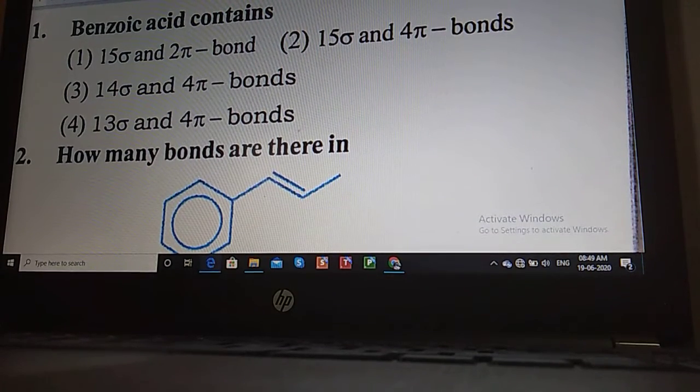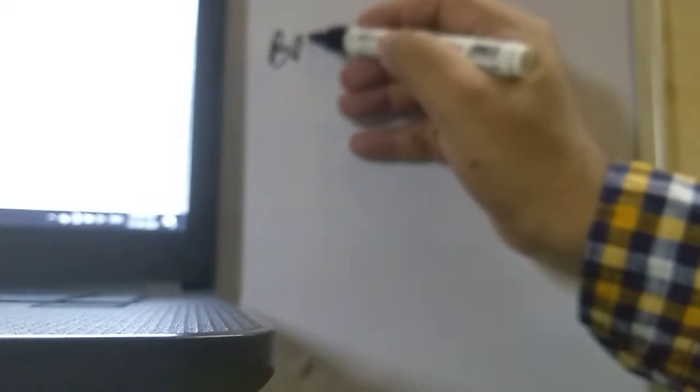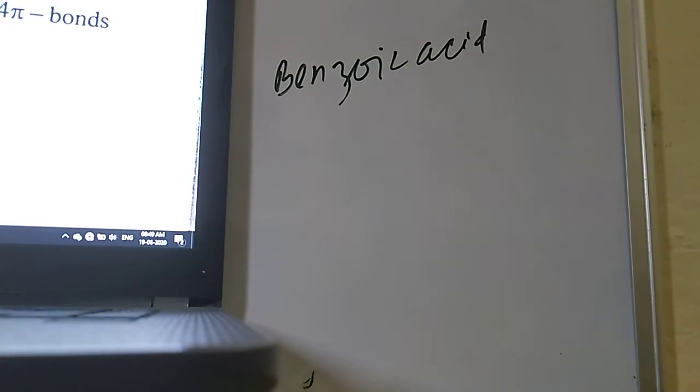So dear students, this is a very simple problem. Let us try to understand it on the board. When you are going to solve this problem, how will you be able to solve it? Let us check it out. They are asking about benzoic acid. First of all, you should know the formula of benzoic acid. Then only you will be able to solve this problem.